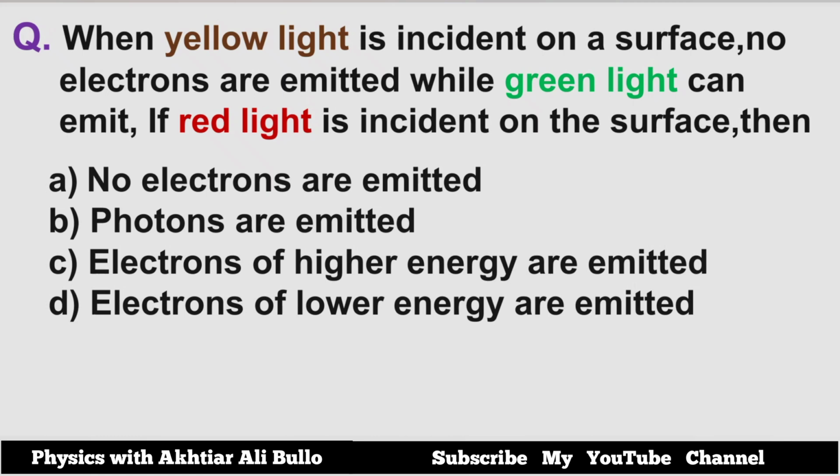When yellow light is incident on a surface, no electrons are emitted, while green light can emit. If red light is incident on the surface, then A. No electrons are emitted, B. Photons are emitted, C. Electrons of higher energy are emitted, D. Electrons of lower energy are emitted.